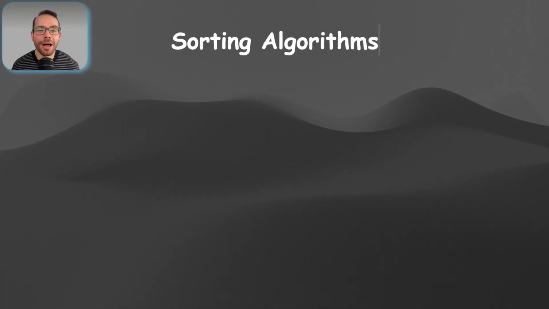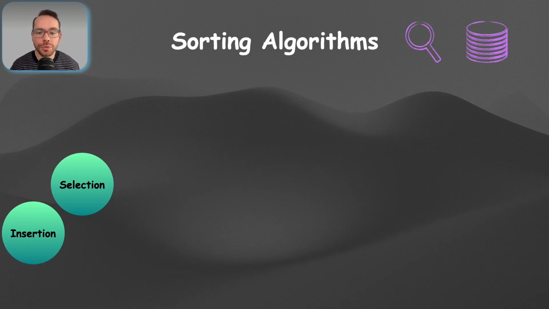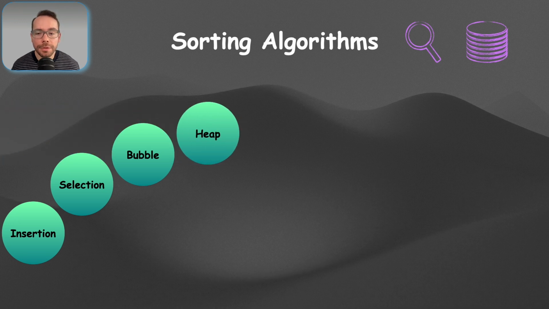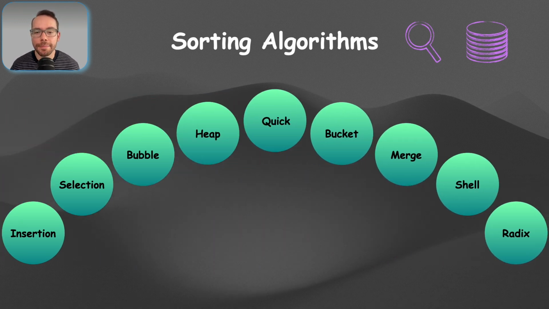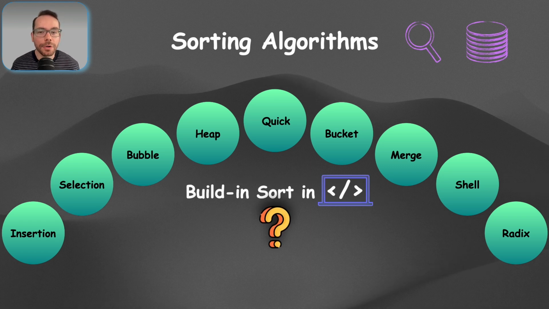Sorting is a fundamental operation in computing, powering everything from search algorithms to database operations. You've probably heard of insertion sort, selection sort, bubble sort, heap sort, quick sort, and many other sorting algorithms. But did you know that the built-in sort used by default in many programming languages is none of those you have heard about?